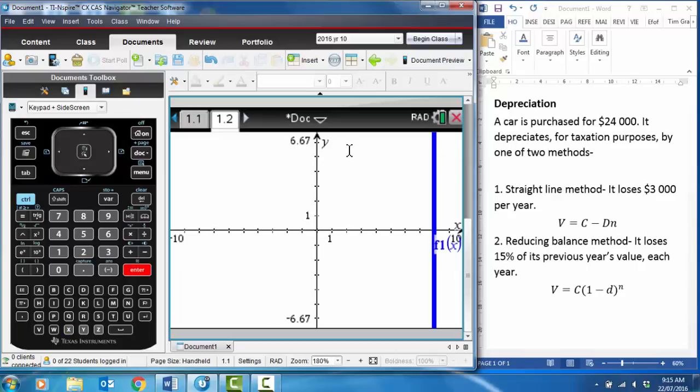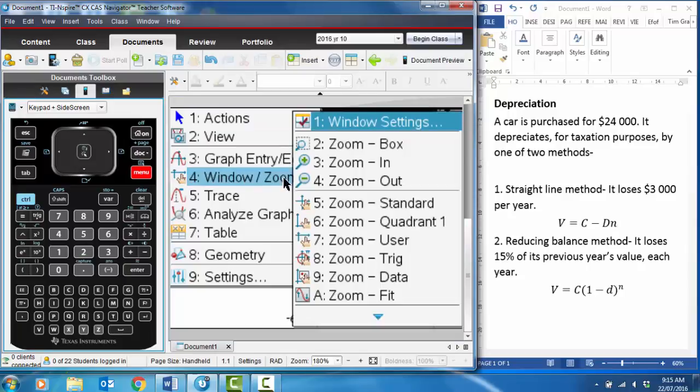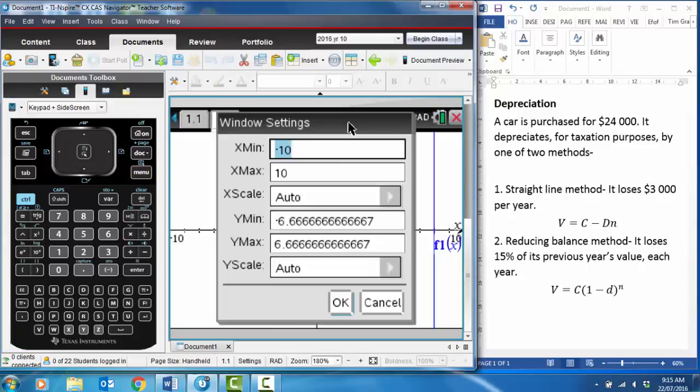Hit enter. Now, it looks like a vertical line. That's because of our window settings. So we're just going to change our window settings to suit the problem. So we're going to go Menu, Window, Window Settings. Now, our minimum X value, let's set that at -1. Let's leave the X max at 10, because that's 10 years.